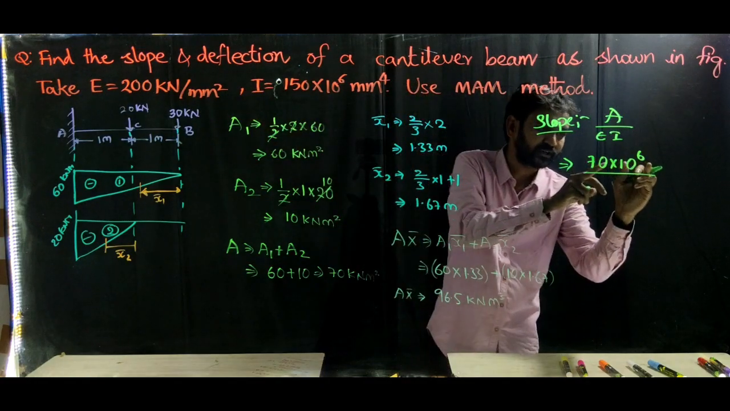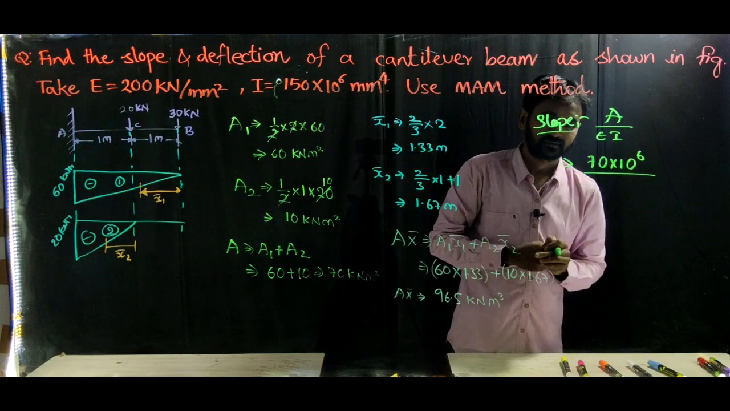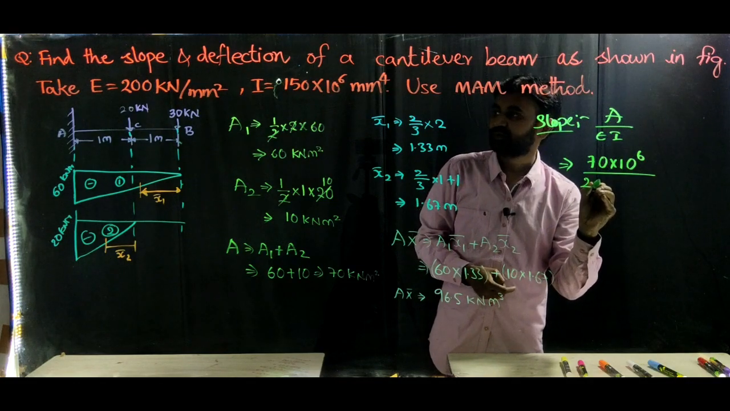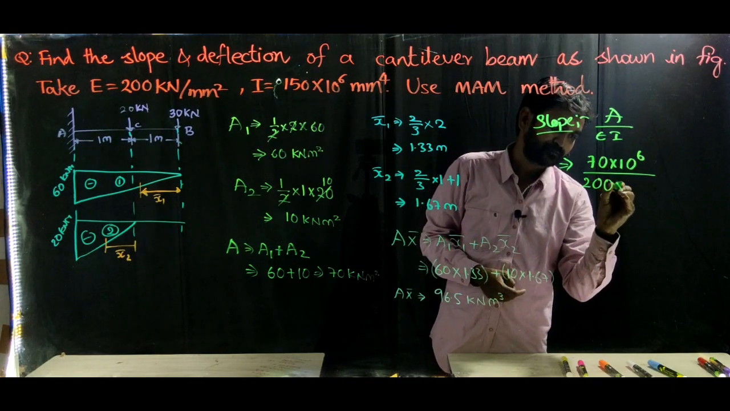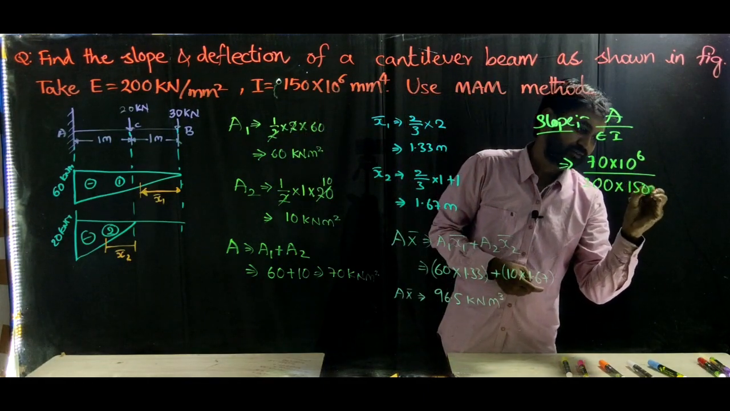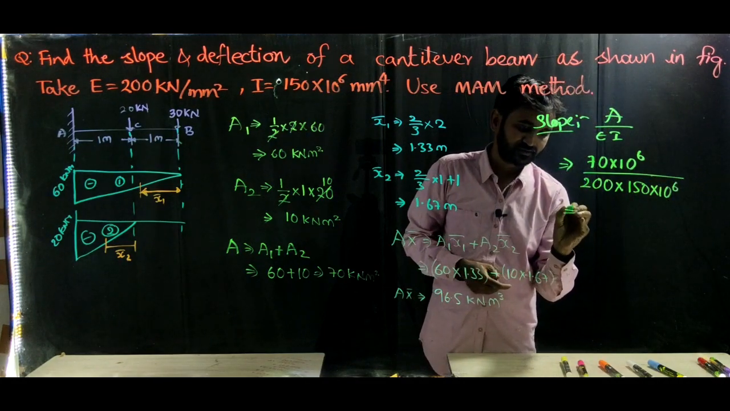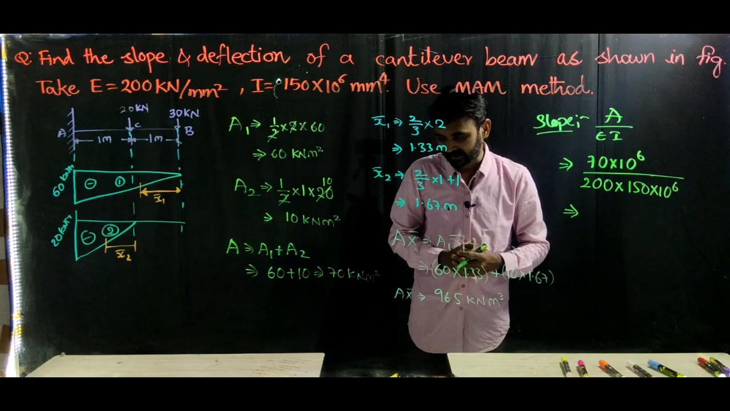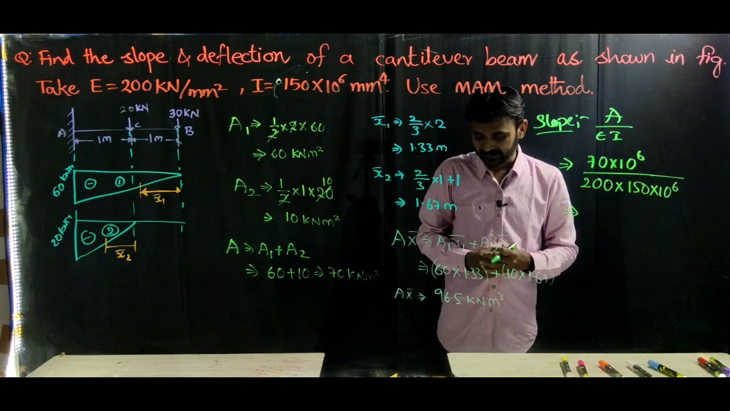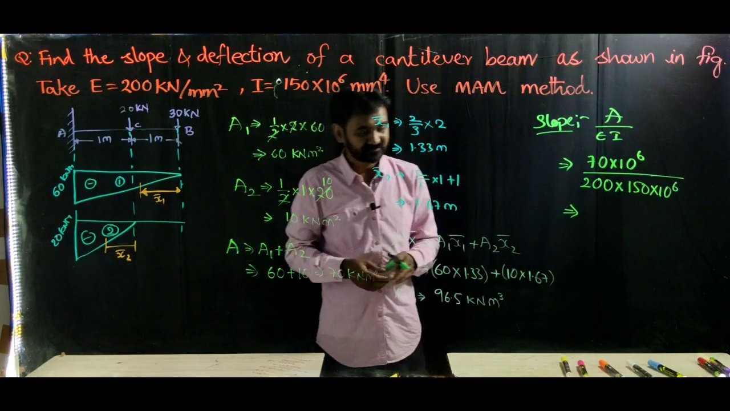So now my 70 into 10 to the power of 6 is in kilonewton mm square, right? Now let us see what is the value of E here. E is 200, which is given, into I value, which is 150 into 10 to the power of 6. Now you got the slope value.